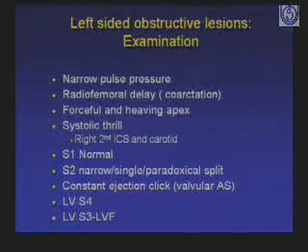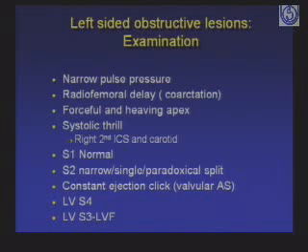Constant ejection click, if it is there, is a feature of the bicuspid aortic valve, which is pliable and is the cause of the aortic stenosis. With subvalvular aortic stenosis or supravalvular aortic stenosis we do not get the ejection click. If there is an associated bicuspid aortic valve we may get it, but with isolated subvalvular or supravalvular stenosis we do not get the ejection click.